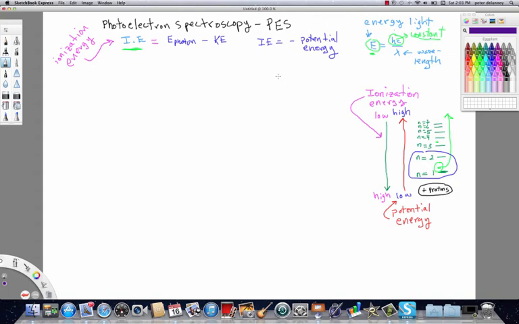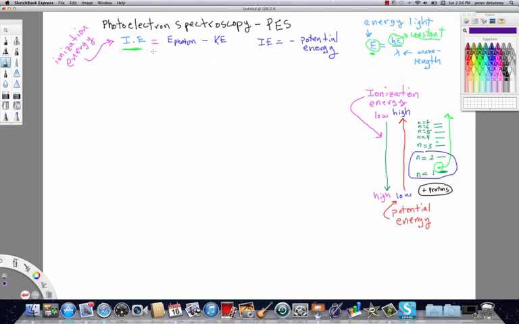Okay, this is part 2 on photoelectron spectroscopy, or PES. This technology is being used to analyze the electron structure of atoms along with other things. But for our purposes, if you're in an advanced placement chemistry class or a general chemistry class at the university level, where the professor is teaching PES, then you may find this video to be useful.